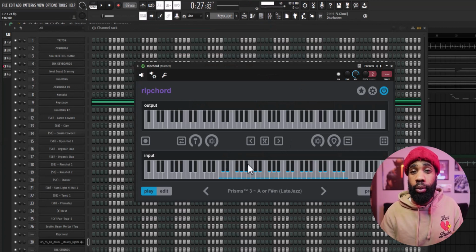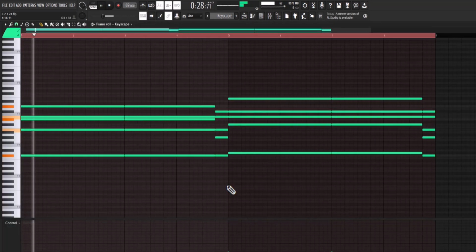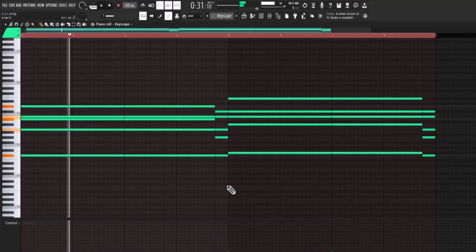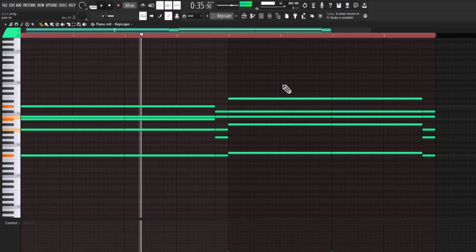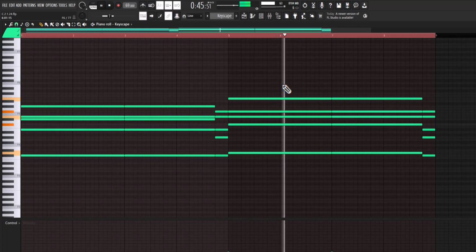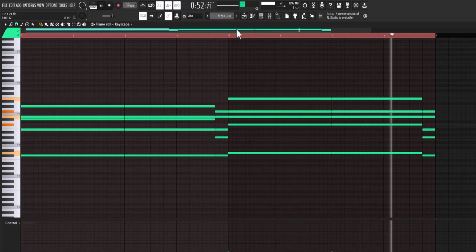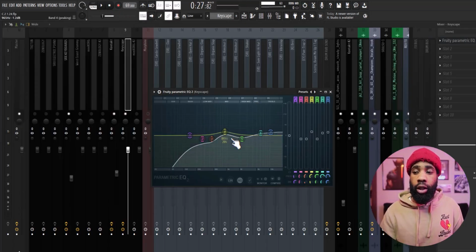So next I went and grabbed Ripcord and I got this Rhodes out of Keyscape, and this is what I came up with. For the effects on that, all I have is the EQ just shaping it.